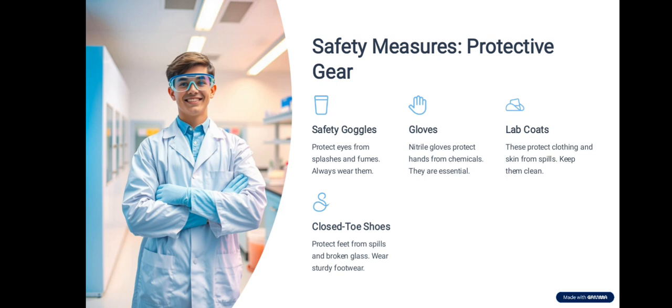The safety measures we have here, we have the protective gear. As we mentioned earlier, as you can see, the young man in the picture is wearing safety goggles, which protect his eyes from splashes and fumes. Always wear them whenever you find yourself working with chemicals or you find yourself in the school lab.